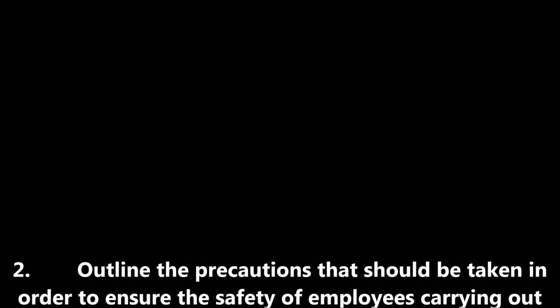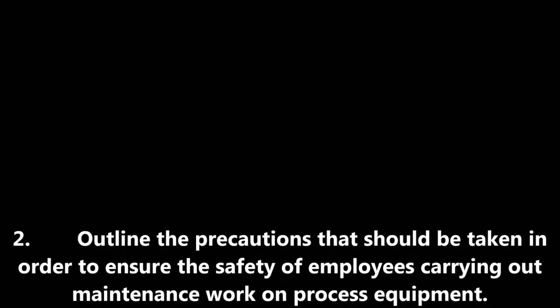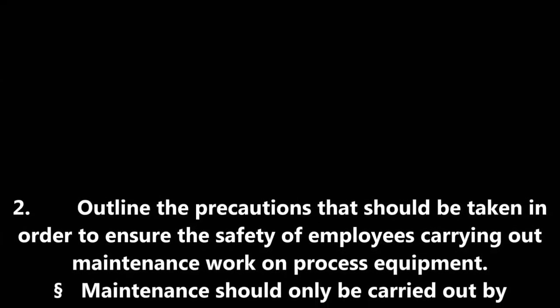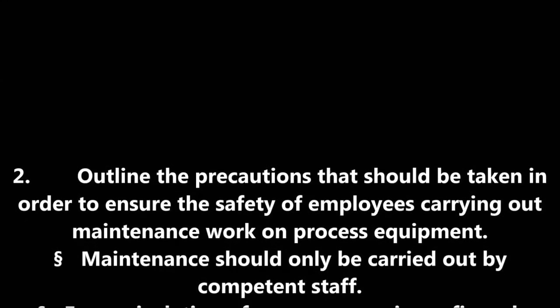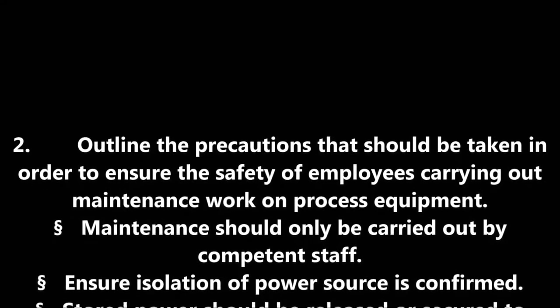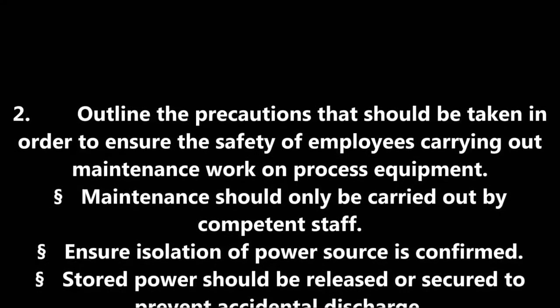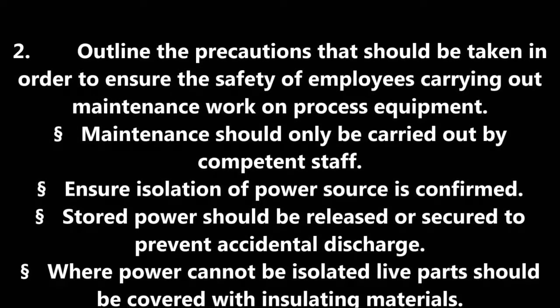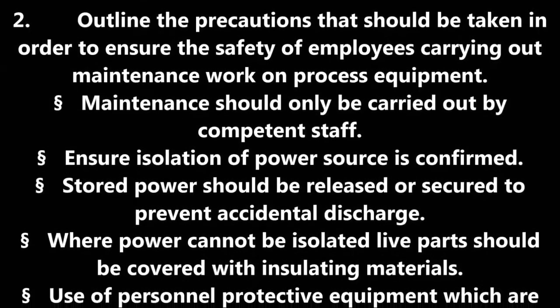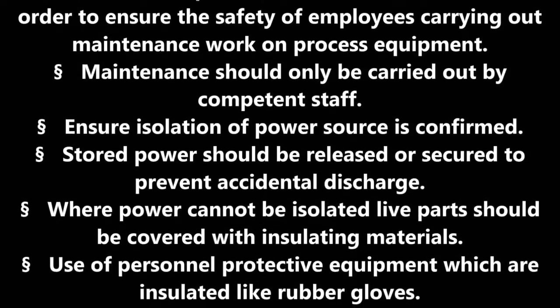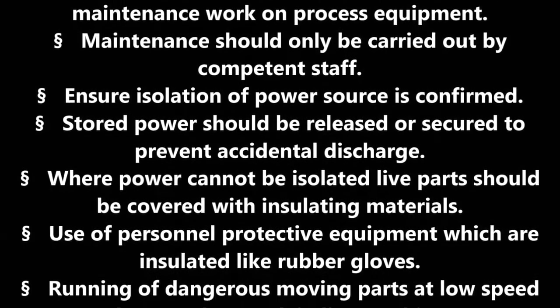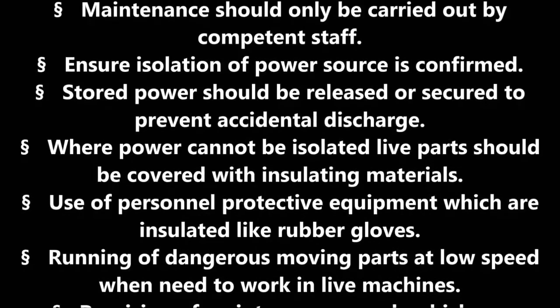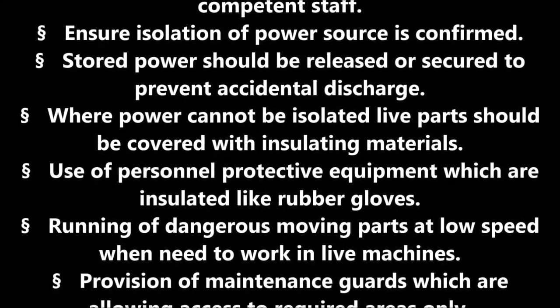2. Outline the precautions that should be taken in order to ensure the safety of employees carrying out maintenance work on process equipment. Maintenance should only be carried out by competent staff. Ensure isolation of power source is confirmed. Stored power should be released or secured to prevent accidental discharge. Where power cannot be isolated, live parts should be covered with insulating materials.